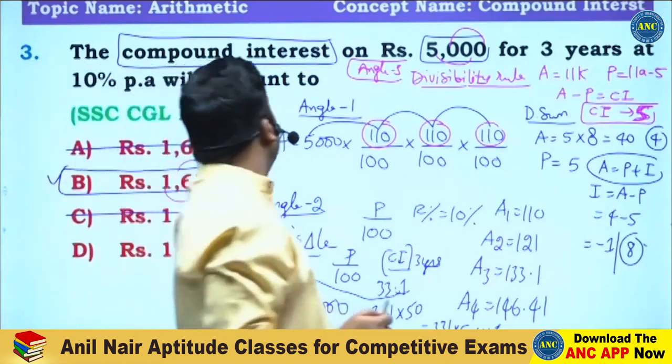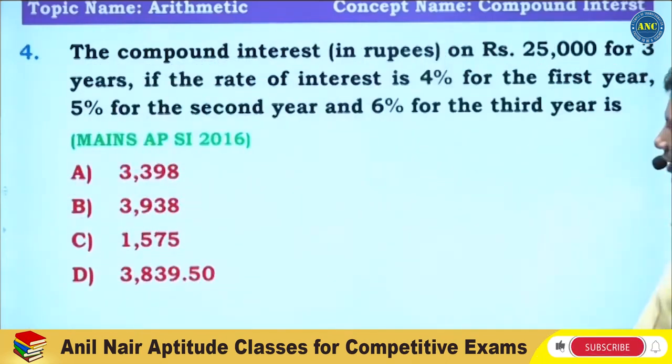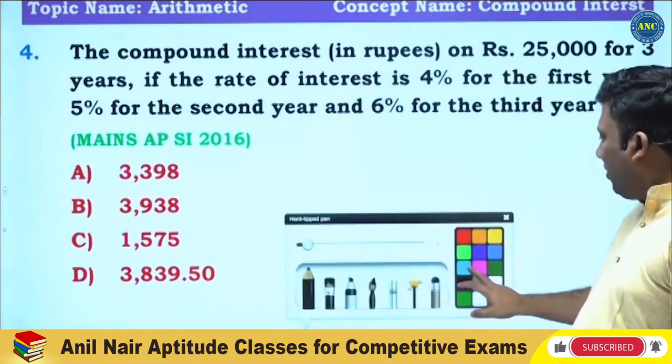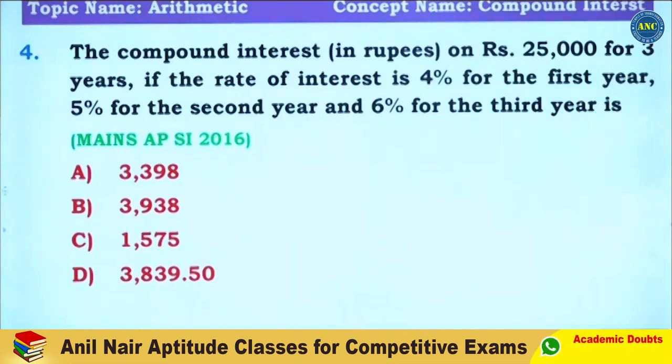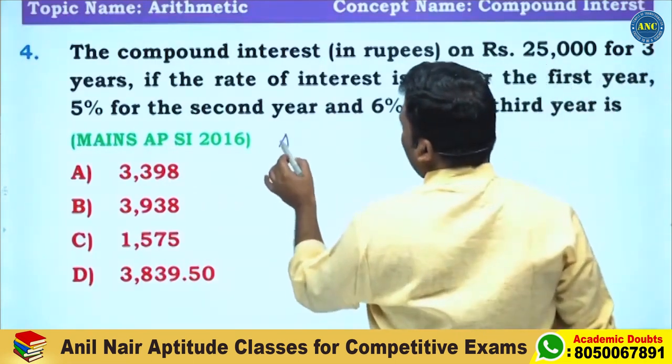Next one. Third question we solved, now the fourth question. See here. Listen carefully, sir. Each and every question, we will see multiple ways. First, read the question. Compound interest on rupees 25,000. First, angle 1.